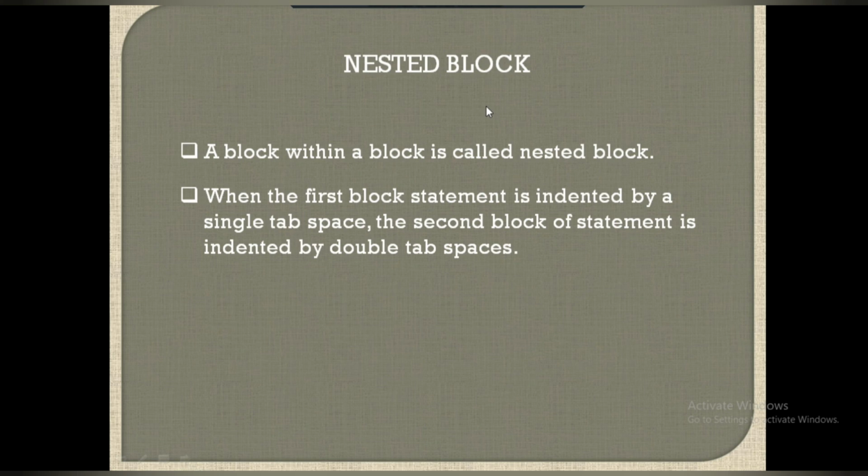Nested blocks means a block within a block is called a nested block. We already know nested for loop, nested if statement, that is a statement within another statement is known as nested. So when the first block of statements is indented by a single tab space, the second block of statements is indented by double tab space. One tab space is equal to 4 spaces, so double tab space means 8 spaces. So first block is indented by one tab space, and then second block of statements is indented by double tab spaces. Is it clear?